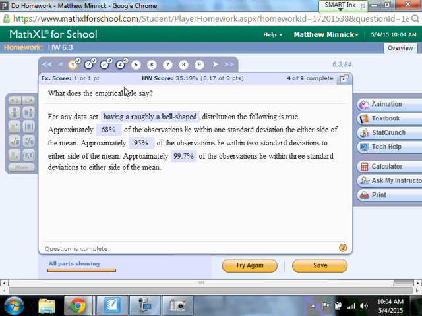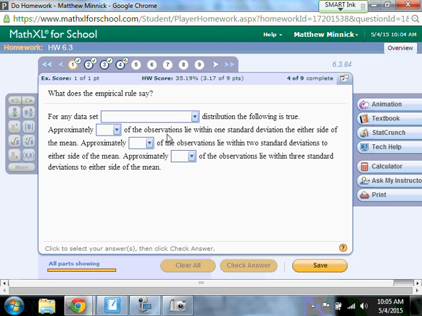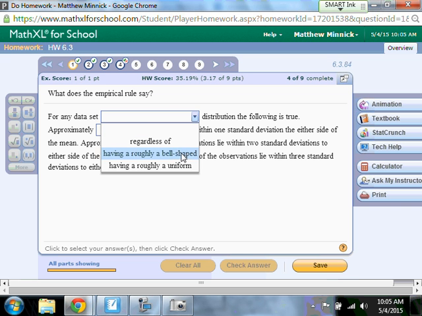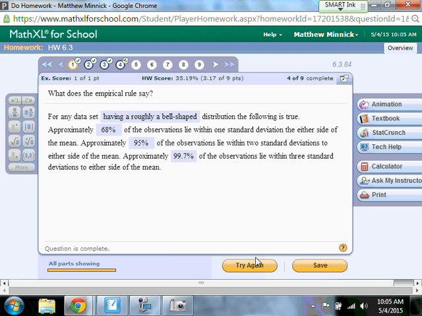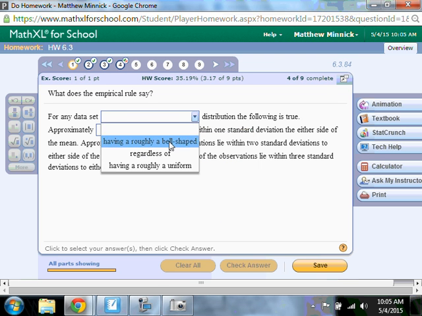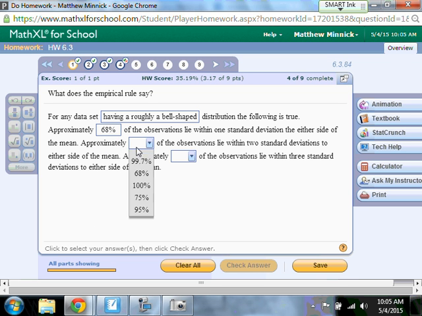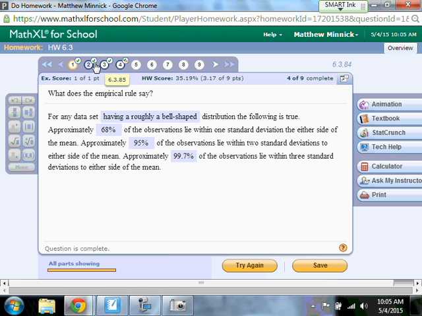Okay, so let's go back to this. For any data set having a roughly bell-shaped distribution, approximately 68% of the data is going to be within 1 standard deviation of the mean, and 95% is going to be within 2 standard deviations, and 99.7% is going to be within 3 standard deviations. That's going to be the same every single time. Bell-shaped, 68, 95, 99.7.